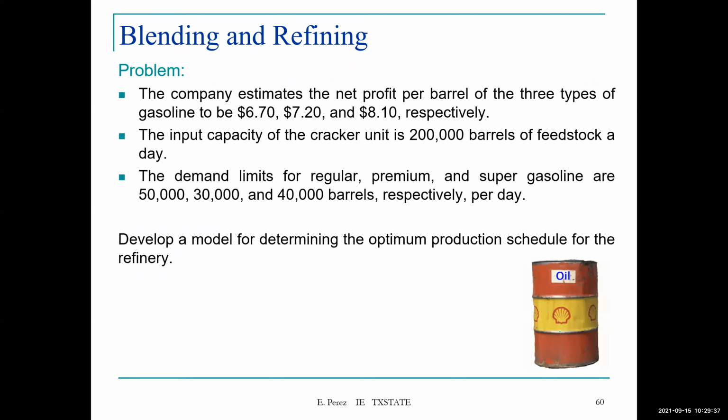The company estimates that the net profit per barrel of the 3 types of gasoline to be $6.7, $7.2, and $8.1. The input capacity of the cracker units is 200,000 barrels of feedstock a day. The demand limits for regular, premium, and super gasoline are 50,000, 30,000, and 40,000 barrels per day. So we want to develop a model for determining the optimum production schedule for the refinery.